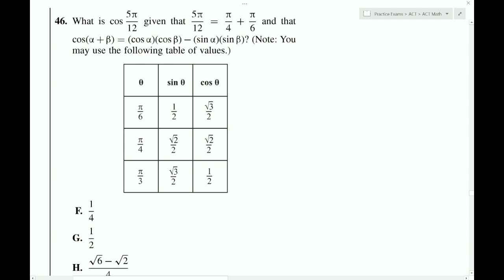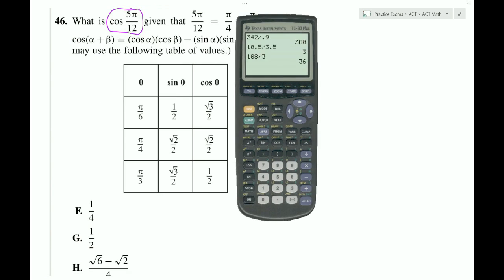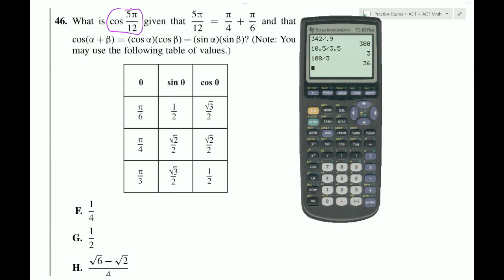What is the cosine of this, given that this equals this and that? Alright. So when you see this kind of question, you actually don't need to do anything but just pop this in the calculator, right? The only thing we have to make sure is that we're in the right mode. So let's try cosine 5 times pi divided by 12. And we get this weird number, which is close to 1, right? This is actually incorrect though.